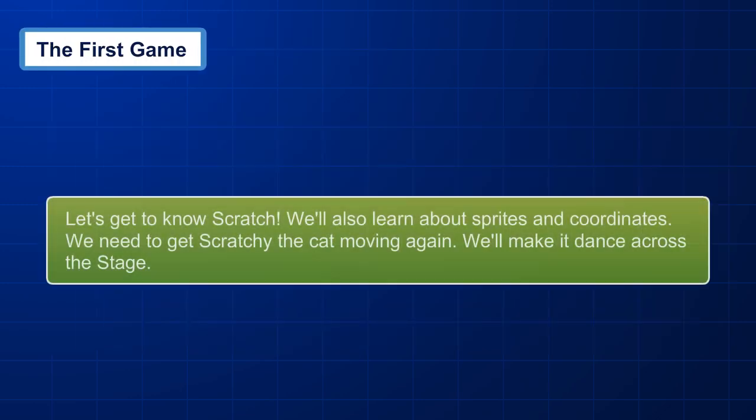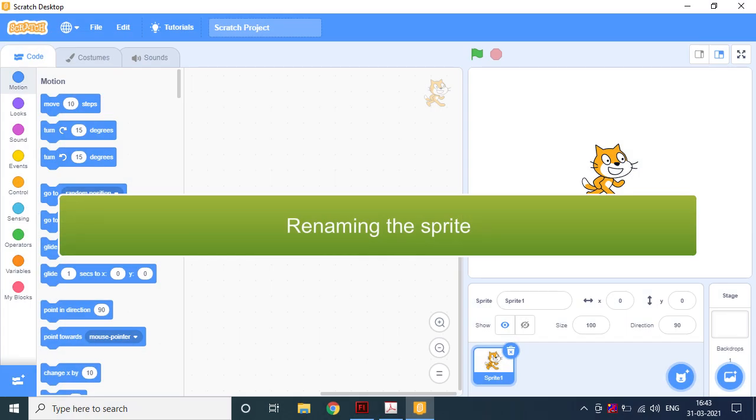The first game. Let's get to know Scratch. We'll also learn about sprites and coordinates. We need to get Scratchy the cat moving again. We'll make it dance across the stage.